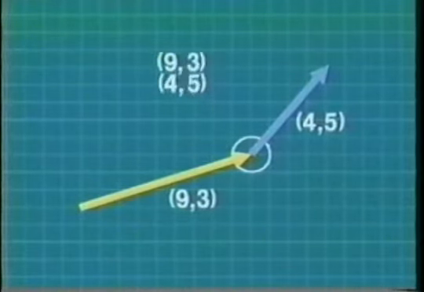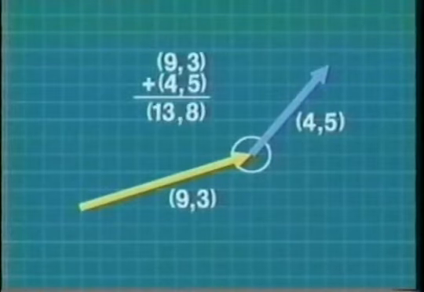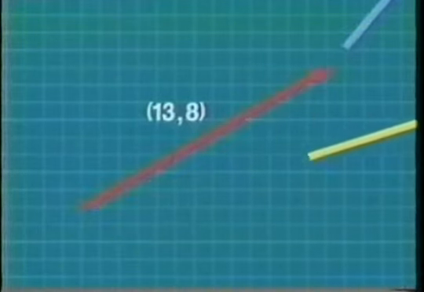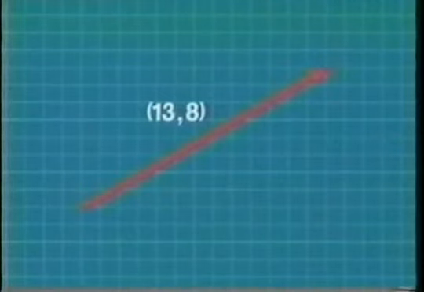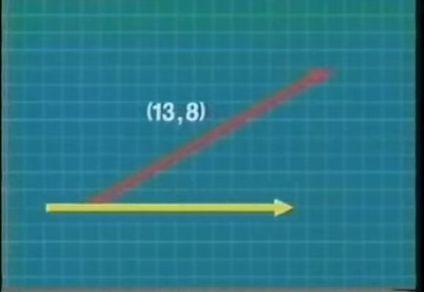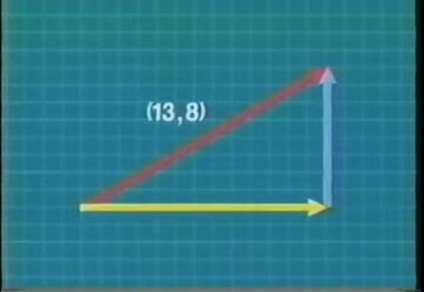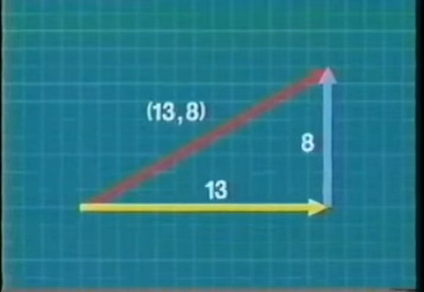First, we'll add the ordered pairs. And we find the resultant is vector 13, 8. What we want to do now is find its magnitude and direction. But we need a right angle, so the two existing vectors can't help us anymore. The horizontal and vertical components will give us a right angle. And we already know what they are because they're right in the ordered pair of the resultant.